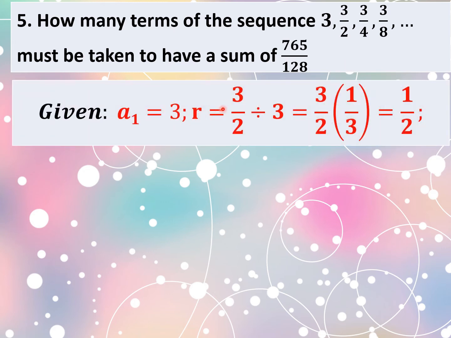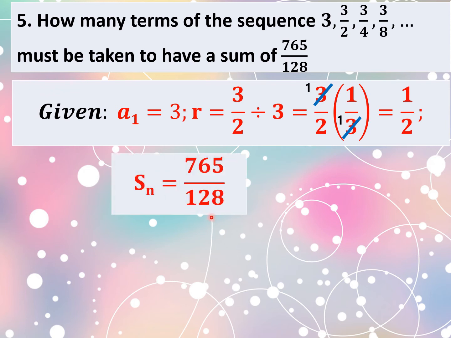Ang common ratio ay 3 over 2 divided by 3. So, pag nag-divide ulit tayo ng fraction to a whole number, yung whole number, gagawin natin siyang fraction, magiging 3 over 1, and then i-reciprocal natin yung 3 over 1, magiging 1 over 3, and then proceed tayo sa multiplication. So, 3 times 1 is 3, and 2 times 3 is 6. So, 3 over 6, that is equal to 1 half. Or pwede ka na mag-cancel agad ng 3 dito. So, magiging 1 na yan parehas, and then 1 times 1 is 1, then 2 times 1 is 2. So, ang common ratio natin dito ay 1 half.